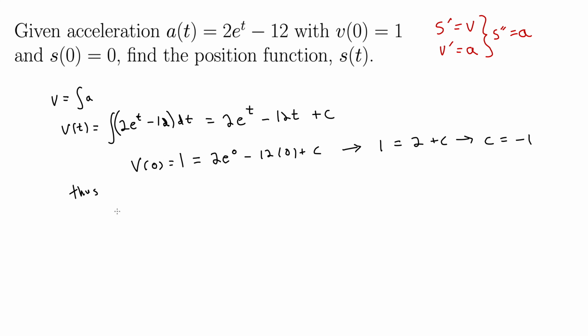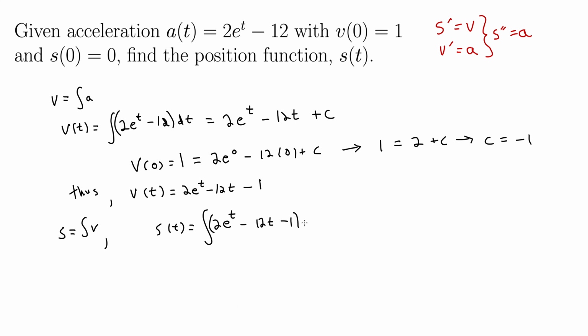Thus, we now have v of t. v of t is 2e to the t minus 12t, and then we decided that c was minus 1, so we write minus 1 right here for c. That's progress. We went from acceleration to velocity. Now let's go from velocity to position. Roughly, the position is the integral of velocity. More specifically, s as a function of t is the integral of velocity, which is 2e to the t minus 12t minus 1. We'll integrate that all with respect to t.